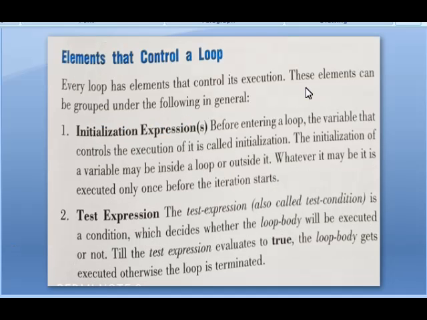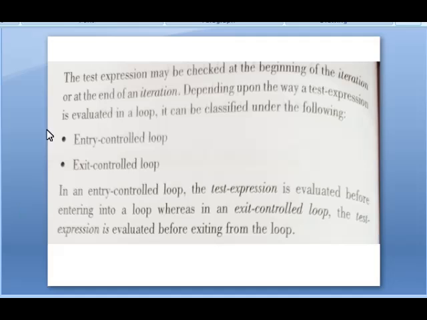The next one is elements that control. The test expression may be checked at the beginning of the iteration or at the end of the iteration, depending upon the way the test expression is evaluated in a loop. It can be classified under the following conditions. First one is entry controlled loop and second one is exit controlled loop. In an entry controlled loop, the test condition is evaluated before entering the loop, whereas in an exit controlled loop, the test expression is evaluated before exiting from the loop.